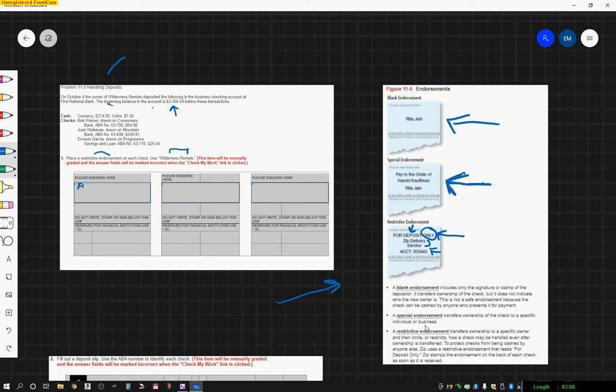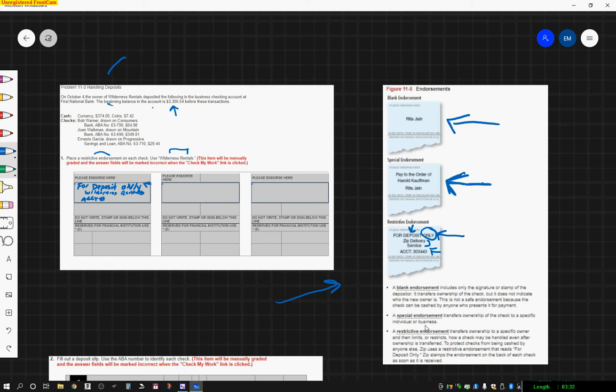For deposit only. Name of the company, Wilderness Rentals, and their account number. Does it give us an account number? No, it doesn't. But that's the three elements that you need.